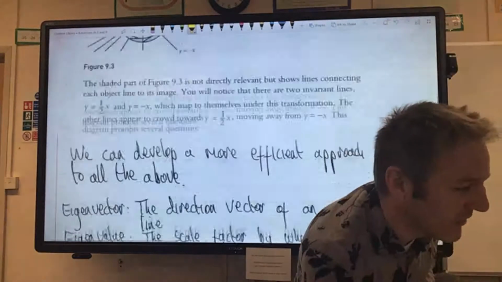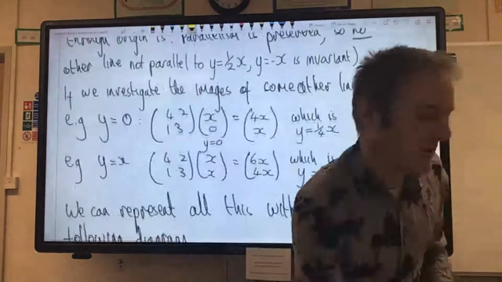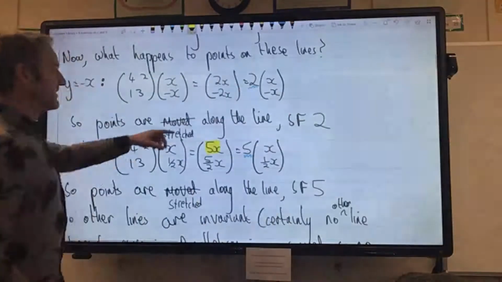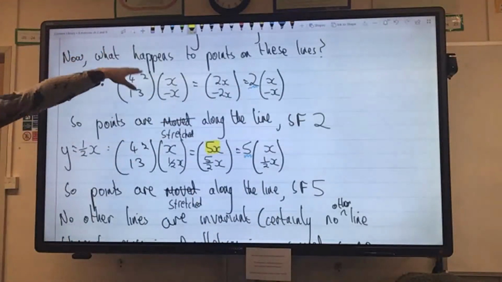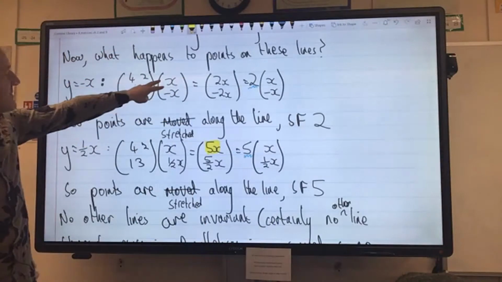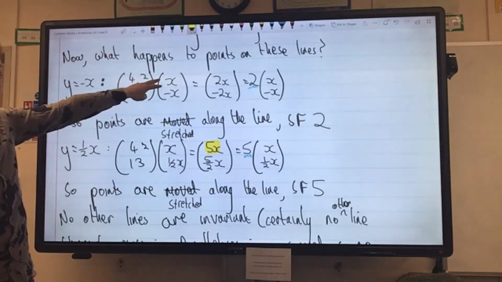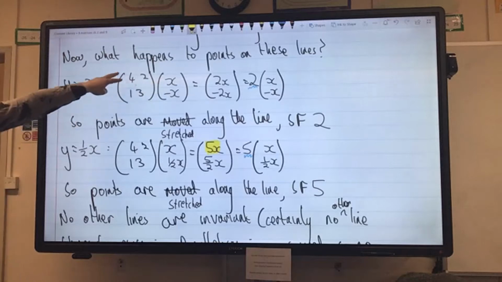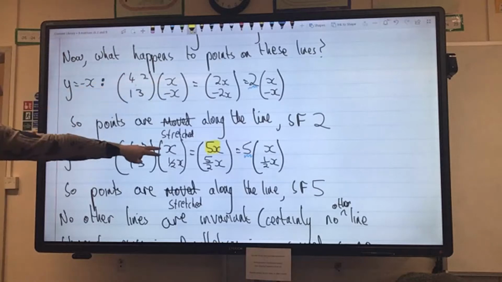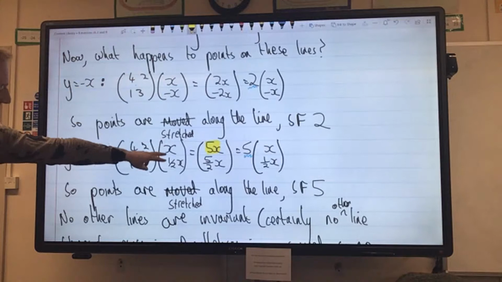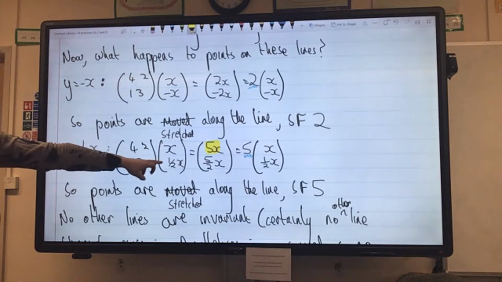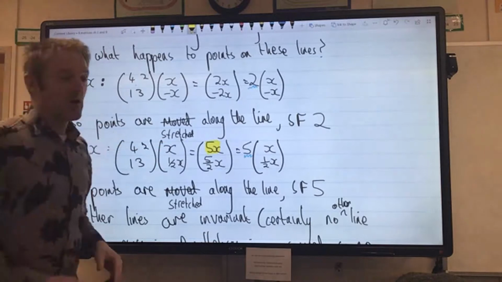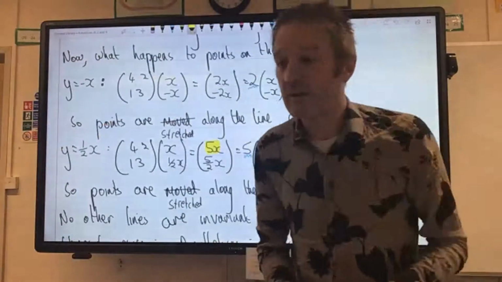So for our 2 by 2 ones that we just did, we've already found the eigenvectors. The eigenvector of this one, y equals minus x, the direction vector of this line is 1, minus 1. So 1, minus 1 is an eigenvector of this matrix. The direction vector here of this invariant line is 1, 1.5. So 1, 1.5 is an eigenvector of that 2 by 2 matrix.